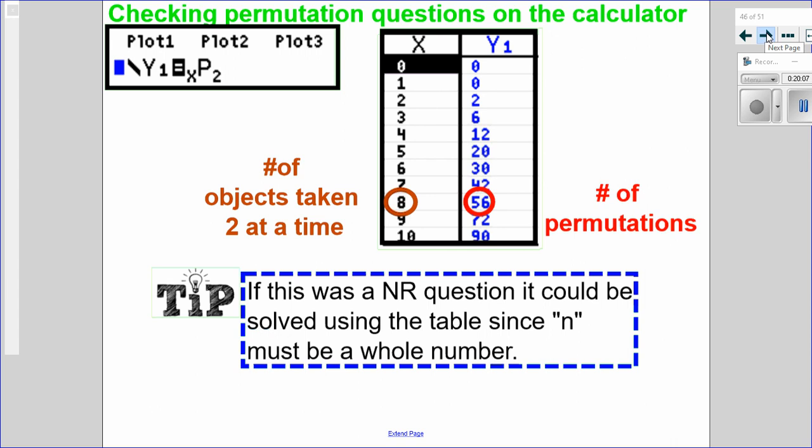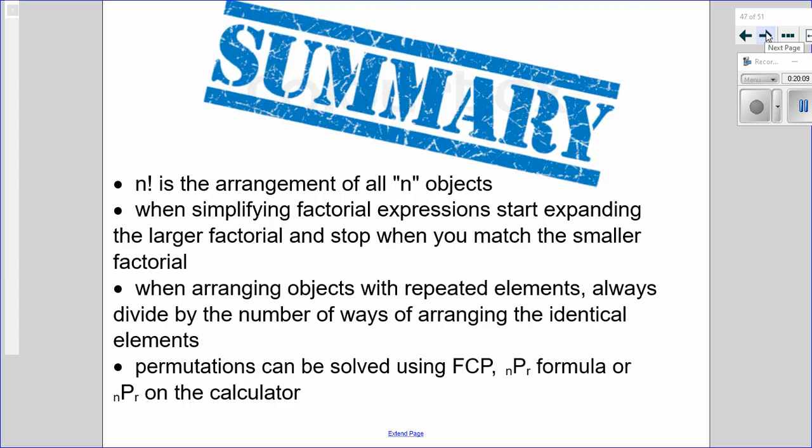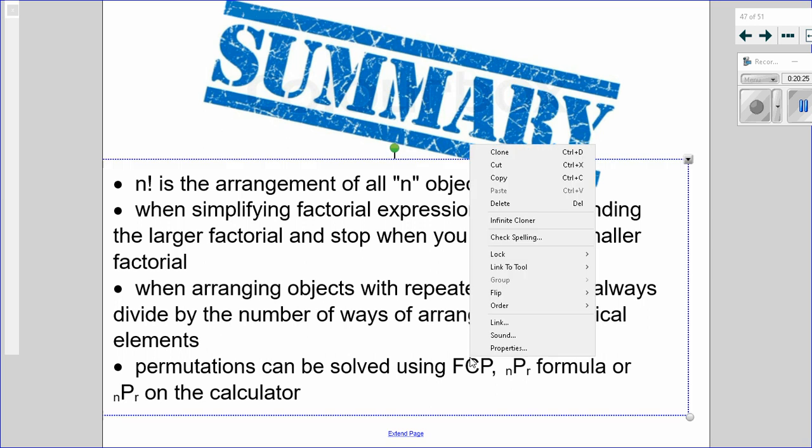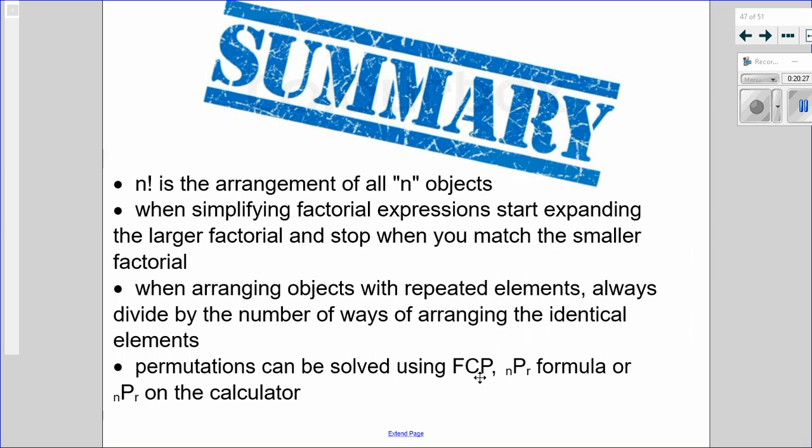So let's summarize our lesson. n factorial is the way of arranging all n objects. When we're simplifying factorials, expand the larger, stop when you match the smaller. When you're arranging objects with repeated elements, always divide by the ways of arranging the repeats. And anything you can use fundamental counting principle for, you can use your nPr button or formula to do that.